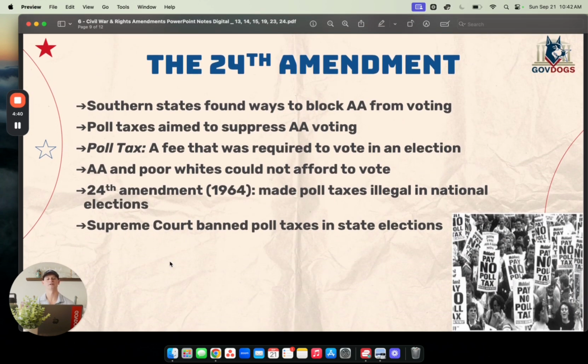Southern states still found a way to block African Americans from voting, even after the 13th, 14th, and 15th Amendments. And mostly this was through poll taxes, and this was meant to suppress African American voting. A poll tax is a fee that was required to vote in an election. So African Americans and anybody who was poor had to actually pay money, and if you're poor, you can't afford it. So the 24th Amendment, in 1964, made poll taxes illegal, and the Supreme Court banned poll taxes in state elections under the 24th Amendment.